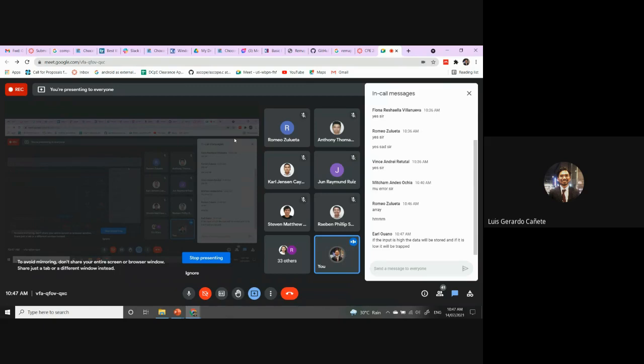Anyone? If the input is high, the data will be stored, and if it is low, it will be trapped. Yes, but how would you write that down as code, Mr. Owano?